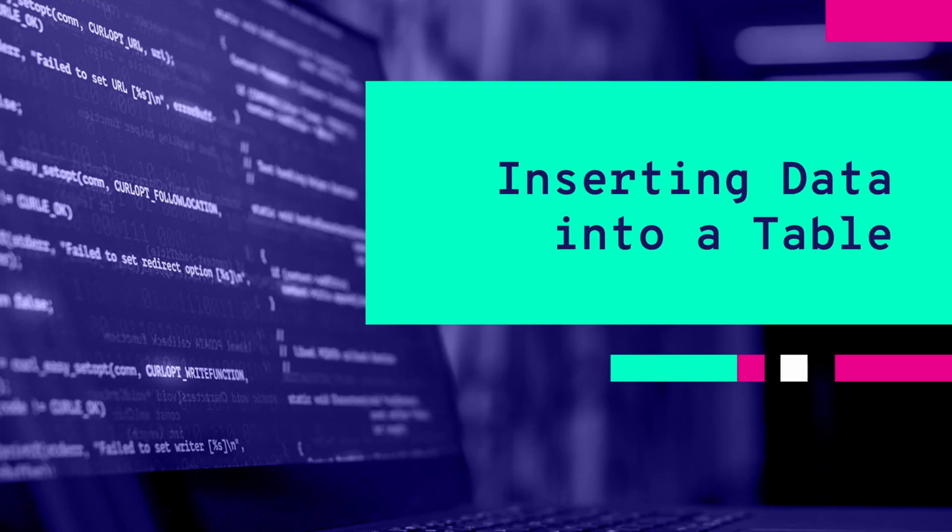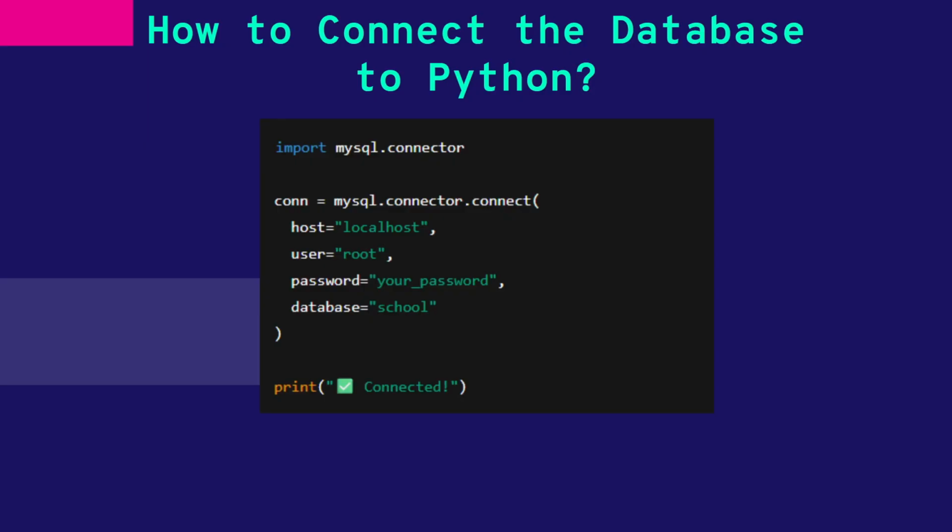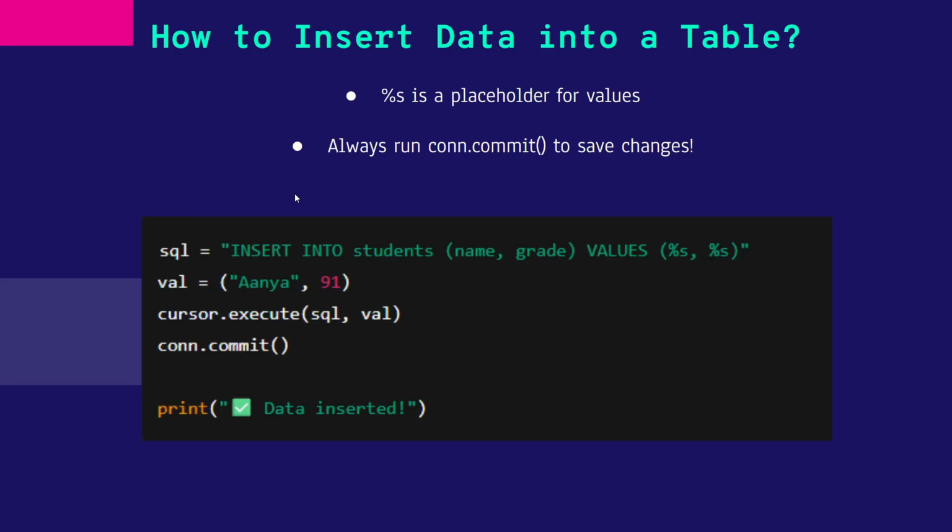Inserting data into a table. How to insert data into a table using Python. You use %s as a placeholder for values, and you always run con, or whatever you named your variable, dot commit function to save changes.